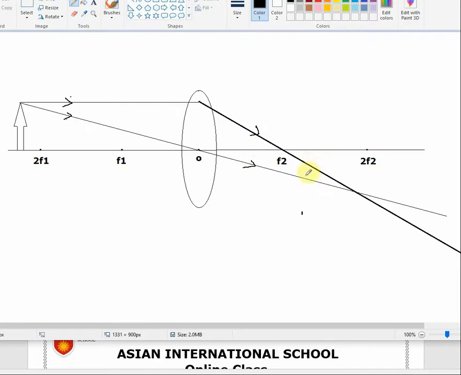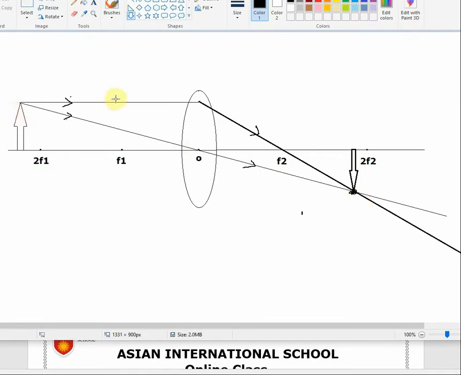Okay, so this is the meeting point. That means the two lines are meeting at this point. So the image will be formed right there. If I draw the image, then the image will be like this. Okay, so this is the image. So clearly you can see how the drawing is done.